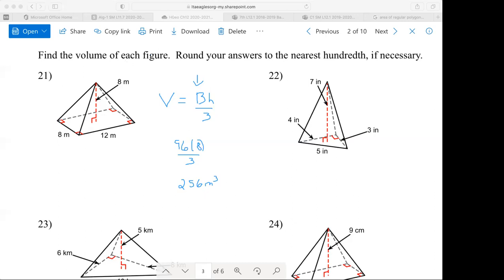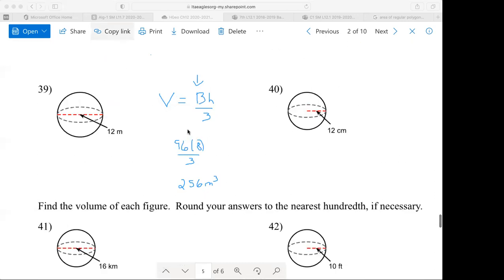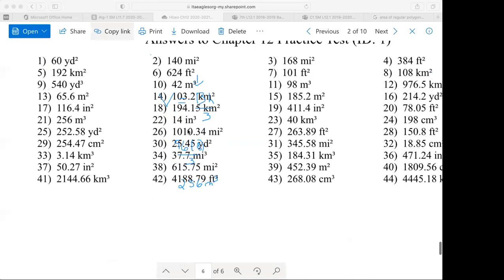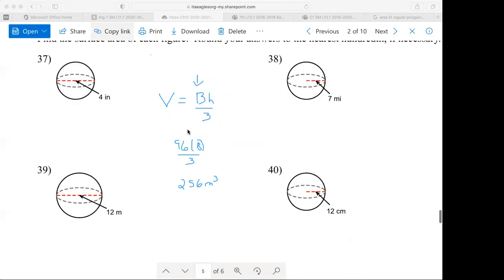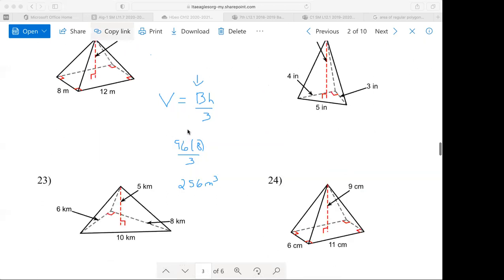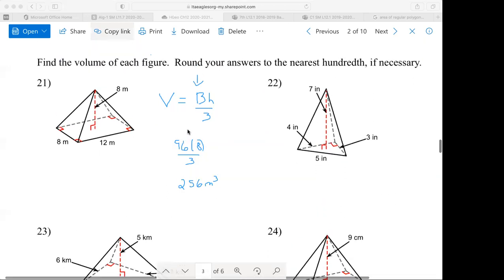All right, so that's number 21. Checking the answers. 21. Where's 20? 256 cubic meters. Okay. The only difference between that one and number 22 is the base is a triangle, base times height divided by 2. So we could do that one real quick as well.